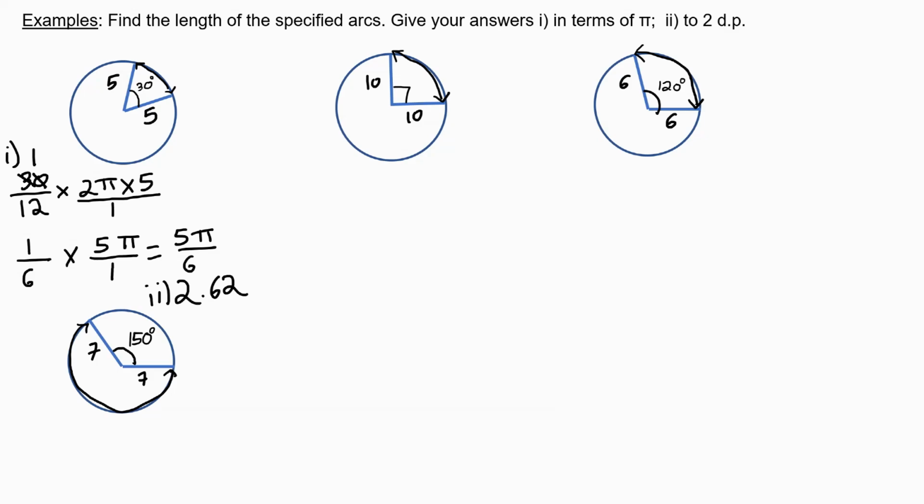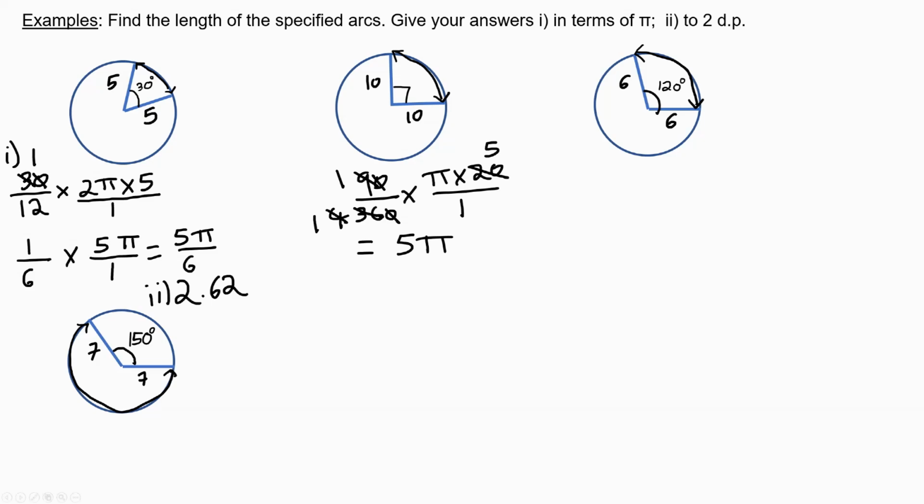In the second question, it's the same sort of thing. This time the angle is 90. So I have 90 out of 360 times, and I'll do pi d this time. So pi times 20, that's the circumference. Cancel the zeros. 9 into itself goes once. 9 into 36 goes 4. 4 into itself goes once. 4 into 20 goes 5. So we actually end up with 5 pi.